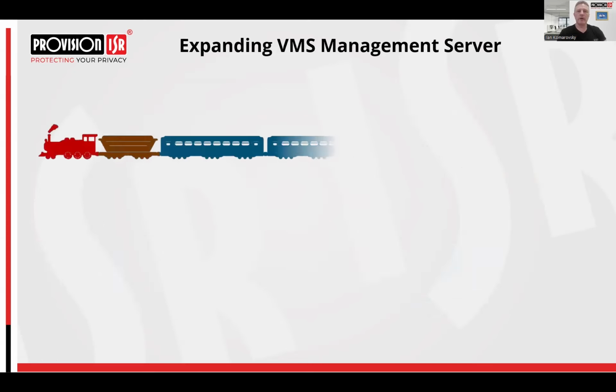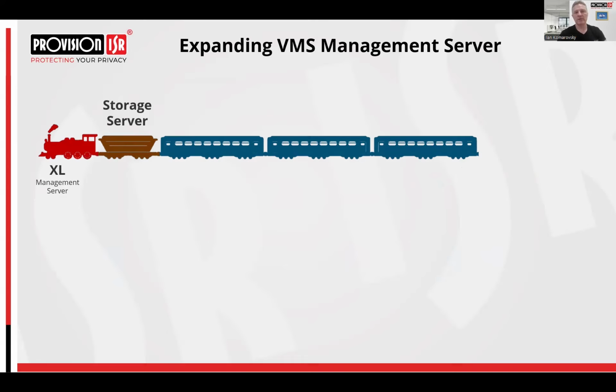Next one, how do we expand the VMS server? The only way we can expand the VMS server is if we're talking about the biggest server. We have 3 types of servers, and we're going to talk about it, but the biggest one is Excel. This is the one that you can actually extend and add some more servers to. It could be, for example, a storage server, or it could be a transfer server. So you can connect more and more cameras.